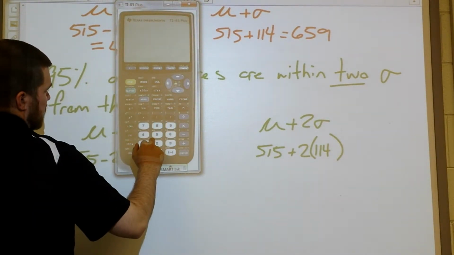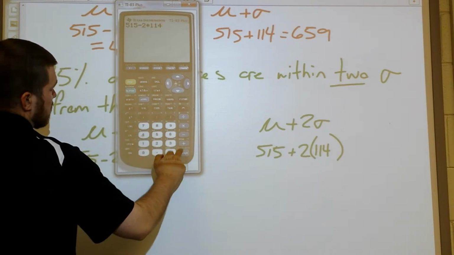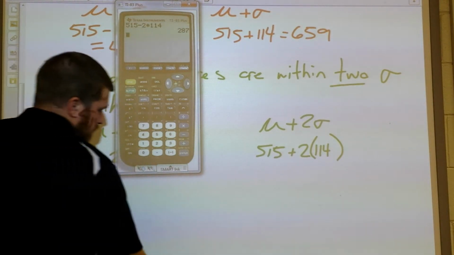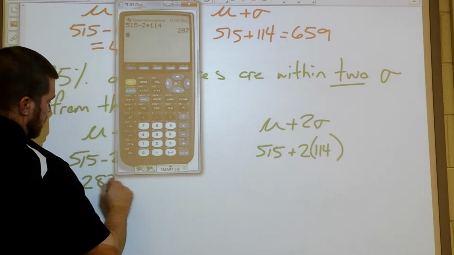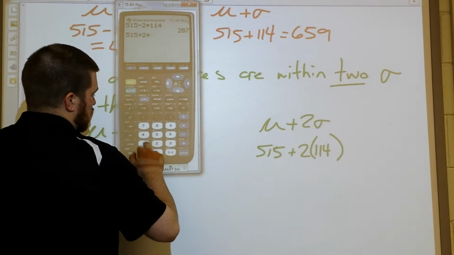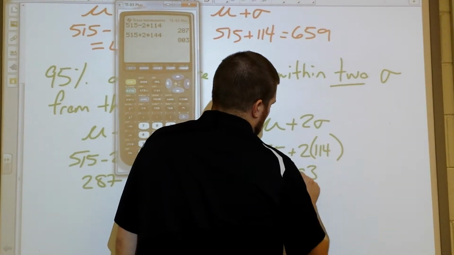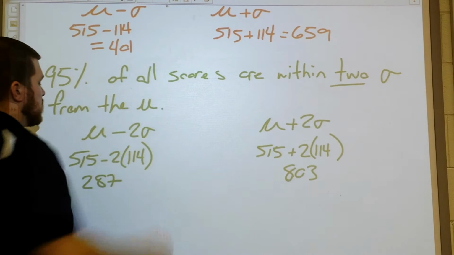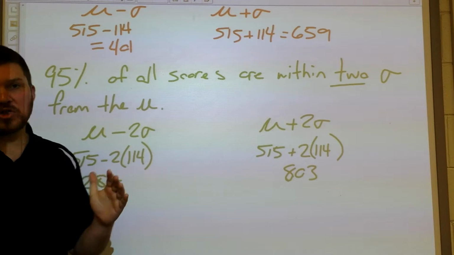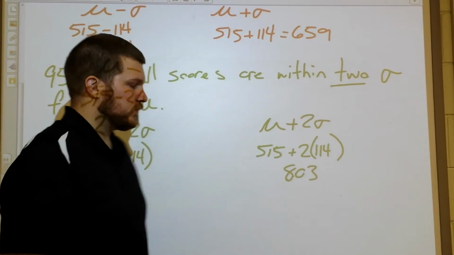So we have 515 minus 2 times 114, and that's 287. So 287 is my lower bound. My upper bound, 515 plus 2 times 114, is 803. So that means that on the 2007 SAT, 95% of all people who took that SAT scored between a 287 and an 803. Let's do our last one.